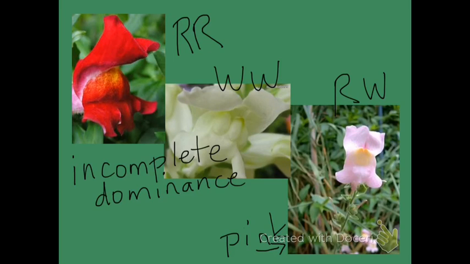In these flowers, you see a red flower, a white flower, and a pink flower. The RW that's written here is heterozygous, and you see a blending of the two traits. This is a type of dominance called incomplete dominance. Neither the red nor the white is dominant over the other.